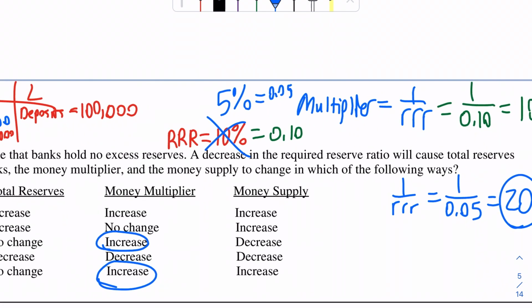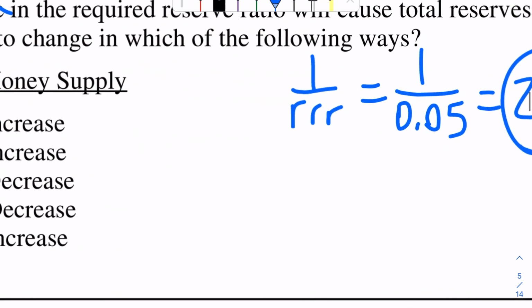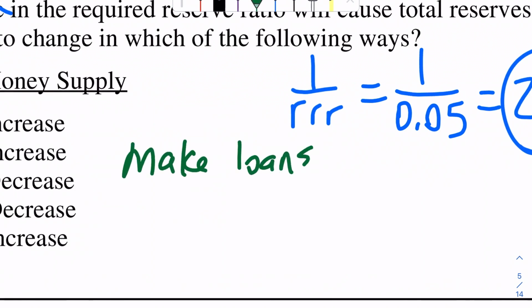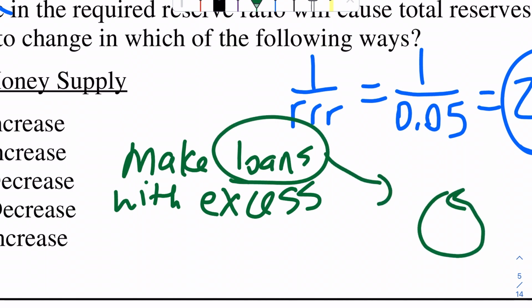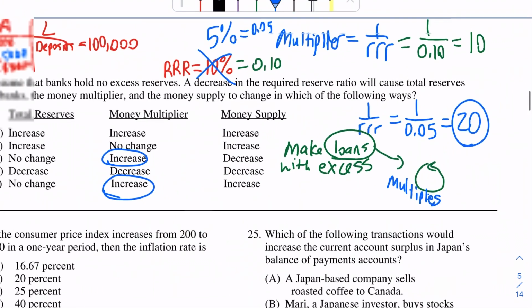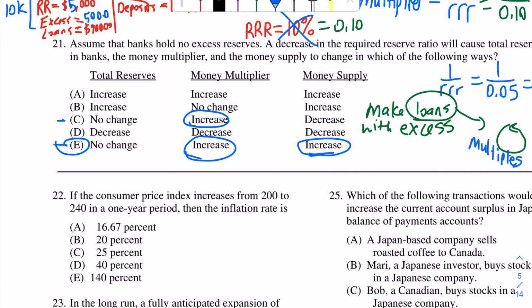Okay? So the final thing, what happens to the money supply? Well, because the reserve ratio goes down, you now have excess reserves. What can you do with those excess reserves? You can make loans with excess. If you make loans with the excess, the loans is money going into the circular flow, and then it multiplies. So therefore, the money supply will increase. So 21 is E.